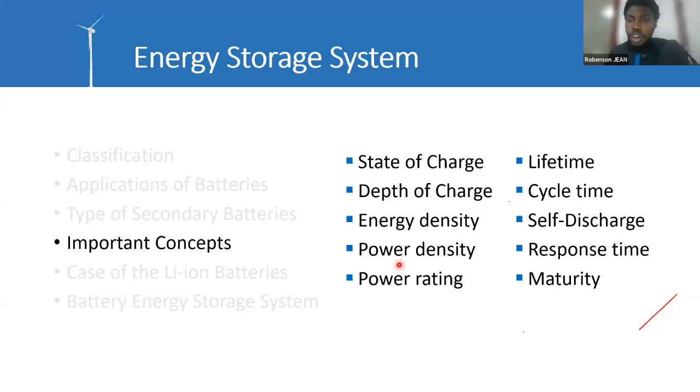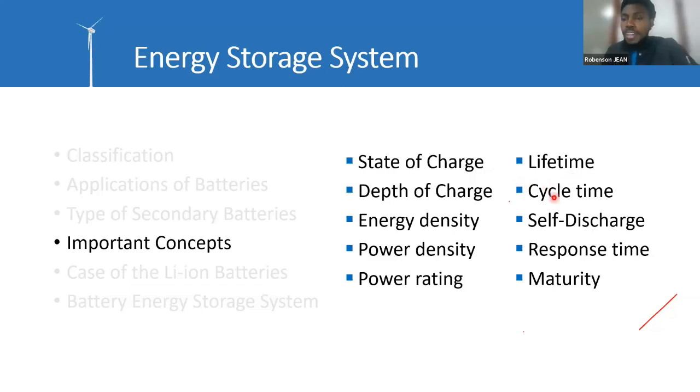Also, we have some terms like energy density and power density, which are the rate of energy available per volume, or the rate of power available per volume. Also, we have the power rating, which is like the nominal power of the battery. And the lifetime is the number of years that the battery can last if we are using it in the right way, like if we are not discharging the battery completely.